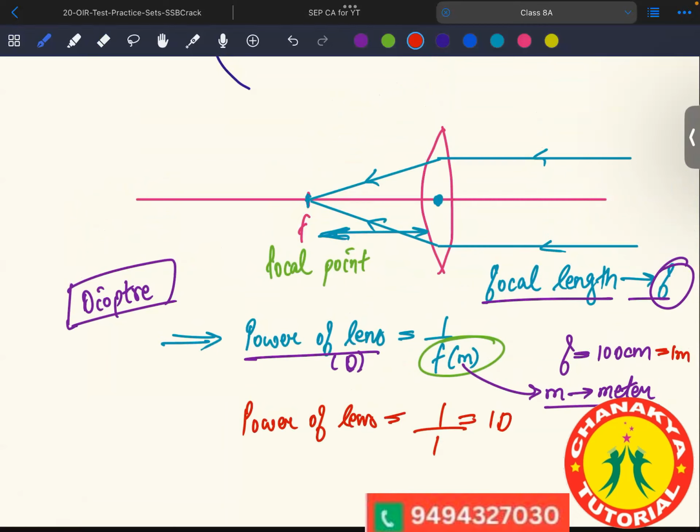Sir, but why there should be a 1 in the numerator? It is a formula. Formula works like this. We cannot ask why. But let me tell you, it is inversely proportional. So greater the power of the lens, then less the focal length.